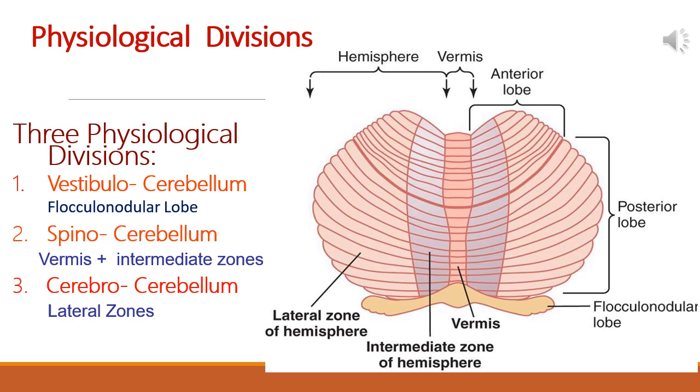The remaining part of the posterior lobe receives information from the cerebral cortex and pons and is thus called the neocerebellum. It occupies the more lateral regions of the cerebellar cortex. It is concerned with skilled voluntary movements.